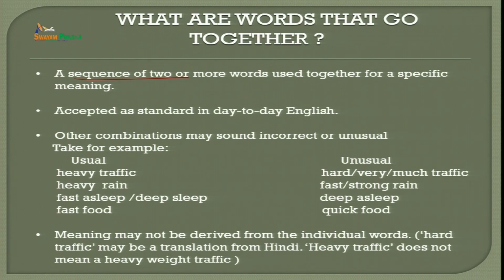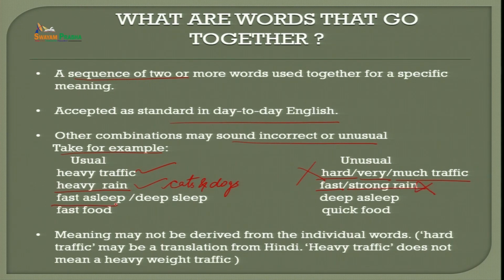They are accepted as a standard in day-to-day English. We don't use any other word for this usage, and other combinations may sound incorrect and unusual. For example, if I say heavy traffic, we cannot say hard traffic, or high traffic, or much traffic. This is unusual and incorrect. Heavy rain, it was raining heavily. Or you can use the phrase, it was raining cats and dogs. That is idiomatic language. But you cannot say fast rain or strong rain instead of heavy rain. No, that is incorrect again.